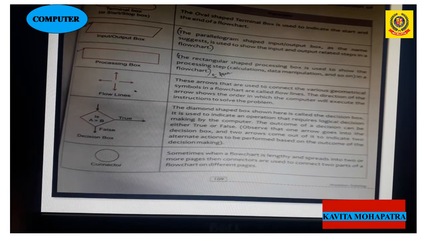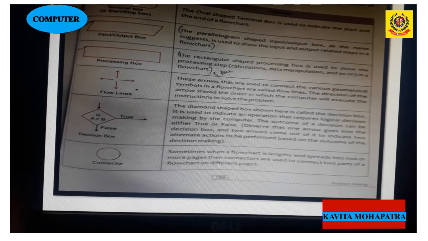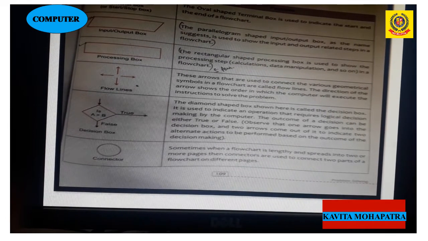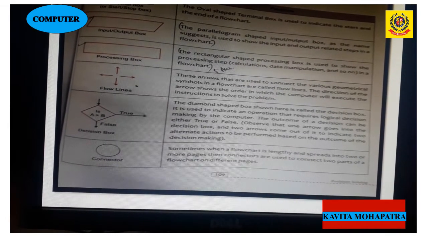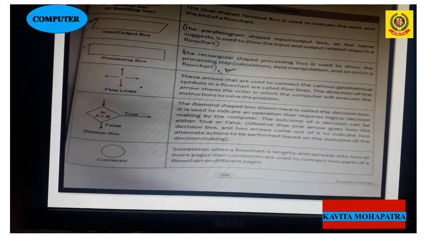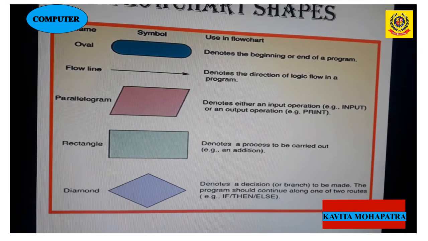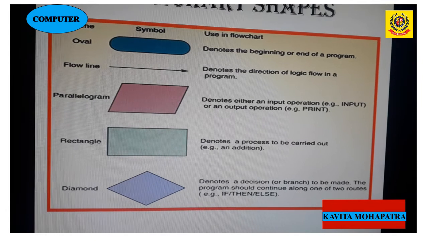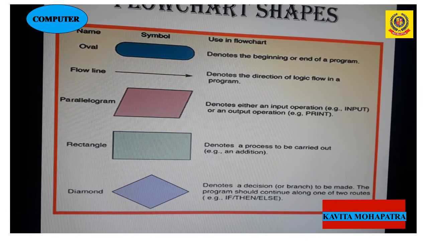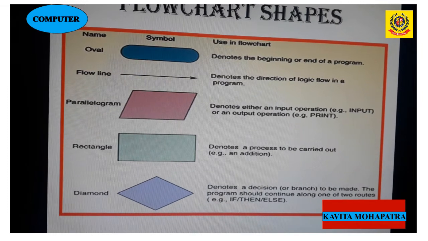Now connectors. Sometimes when a flowchart is lengthy and spreads into two or more pages, connectors are used to connect two parts of the flowchart on different pages. So children, you have to draw all the symbols and you can color the symbols also: oval shape, flow line, parallelogram, rectangular shape and diamond shape.